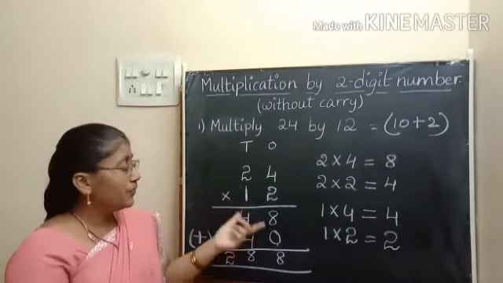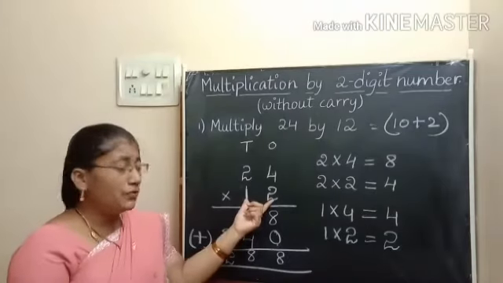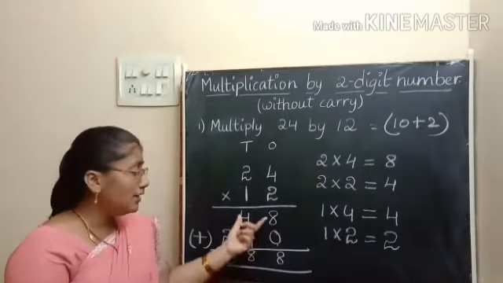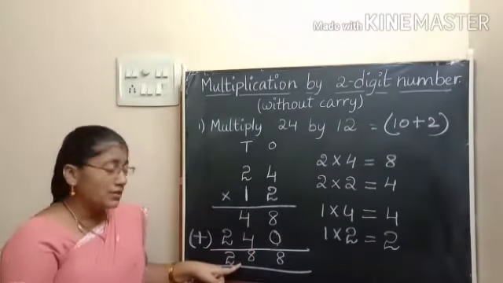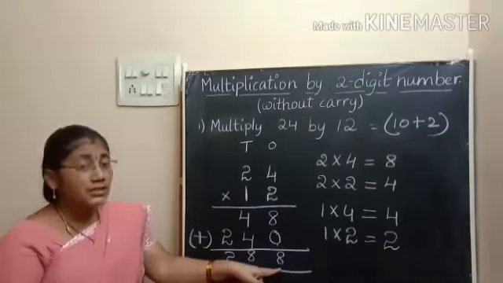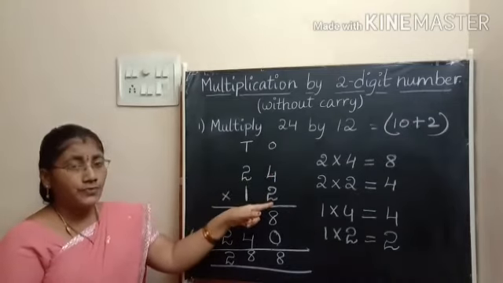Understood, children? But here we have only a 2 digit number in the multiplier, so we get 2 lines as a result. Now we have to add these 2 lines to get this final result. So here 288 is the final result. This is called the product of 24 and 12. Understood, children?